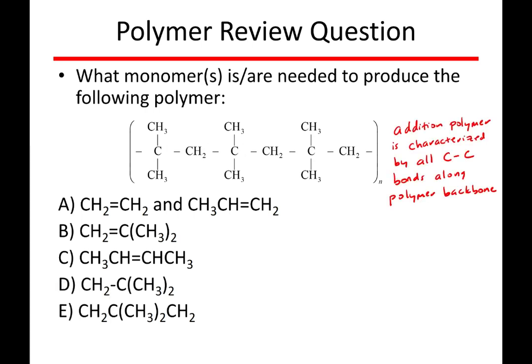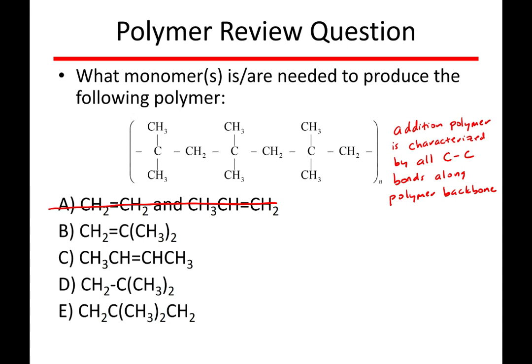Being able to identify that this is an addition polymer is really helpful because it's going to allow us to break the polymer down into what monomer was used in order to make it. First and foremost, as discussed previously, addition polymers are homopolymers, meaning that they're only made up of one monomer unit. And so that eliminates answer choice A. That would be a copolymer if you had two different things that were used to make the polymer there.